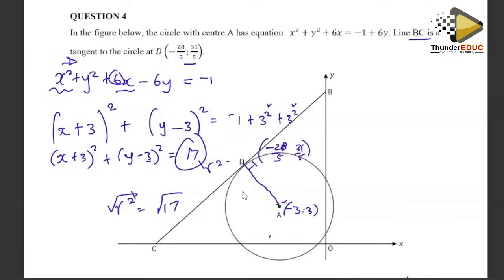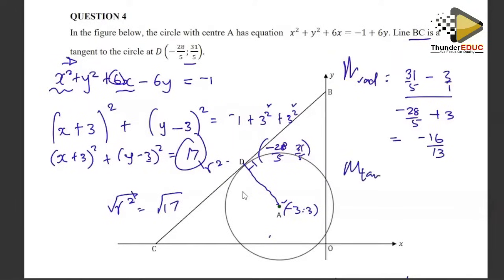Okay, so the gradient of the radius, we're saying is 31 over 5 minus 3 over negative 28 over 5, we shall say plus 3. Okay, so when you punch all this in the calculator, we end up with negative 16 over 13, meaning that the gradient of the tangent is just the negative reciprocal of this, which is 13 over 16.